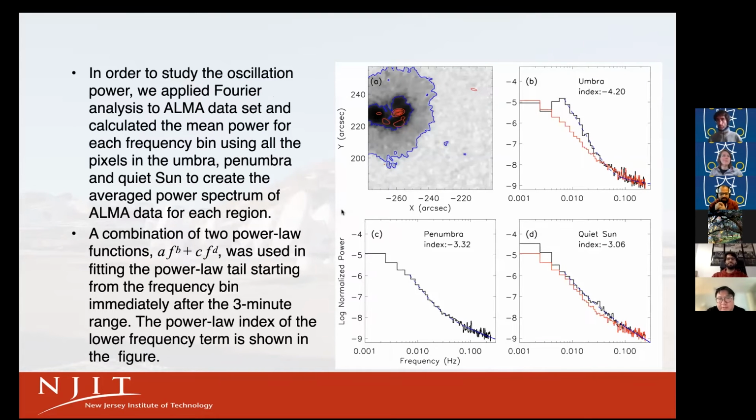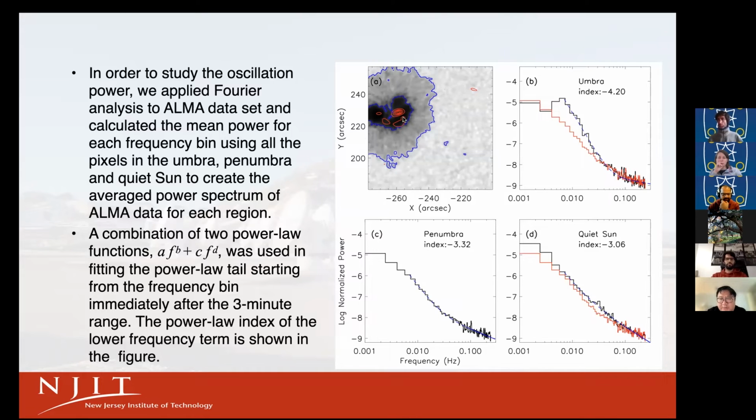So in order to study this oscillation power, we applied a Fourier analysis to the ALMA data and calculated the mean power for each frequency bin using all the pixels in the 3 regions, umbra, penumbra, and quiescent, to create the average power spectrum of ALMA data for each region. And the result is shown in the right figure. So here on the top left one, you can see the blue line marks the boundary of umbra, penumbra, and quiescent.